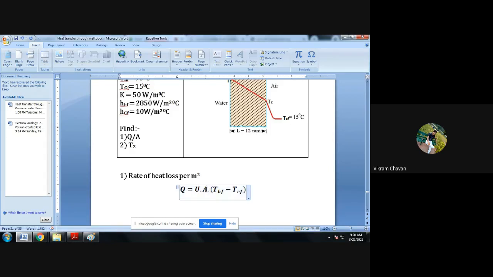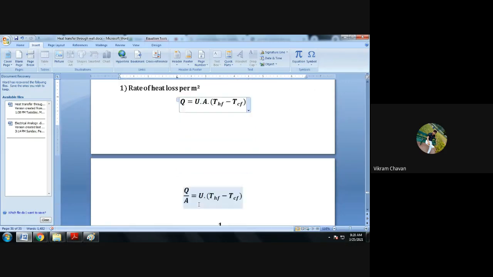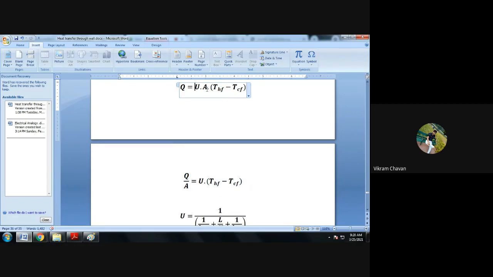Now, in this case, T_HF and T_CF are the known quantities. Because we have to find the rate of heat loss per meter square, that is nothing but Q by A, we can transfer A to the other side, and the only unknown is U. So Q/A = U × (T_HF − T_CF). Write it down, everyone.